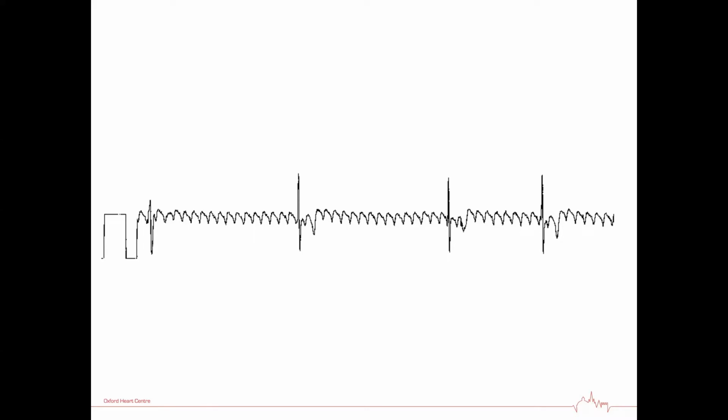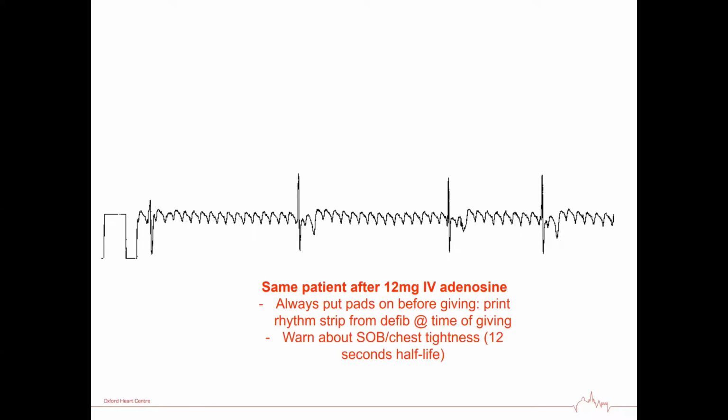Okay, thanks for that, Lizy. So this is the same patient after 12 milligrams of adenosine. Always put the pads on before you give the adenosine, and it allows you to print the rhythm strip from the defib at the time so that you can show people down the line exactly what's going on with the rhythm. For example, if you wanted to refer them to a cardiologist for a flutter ablation.